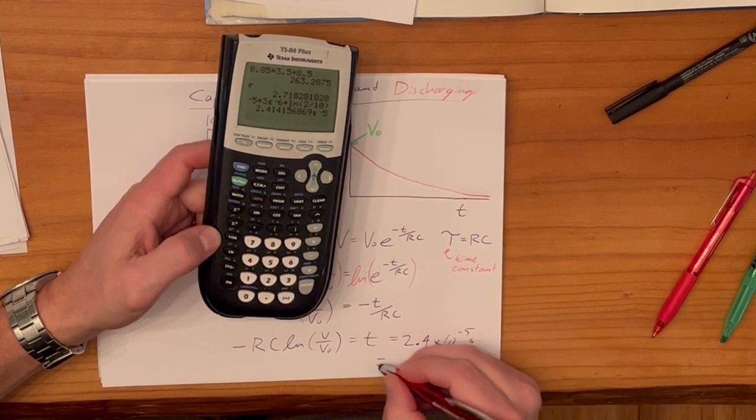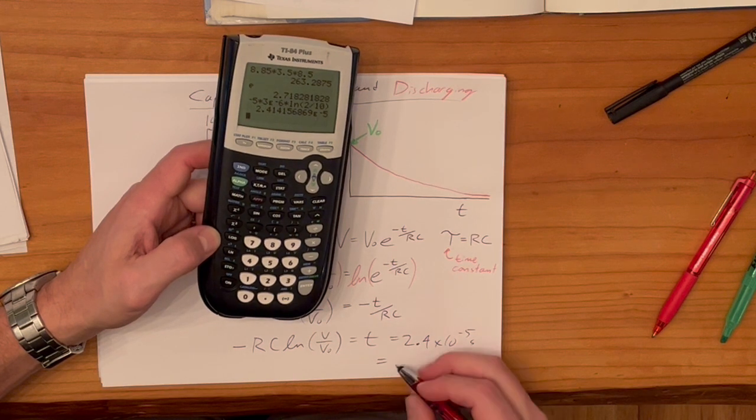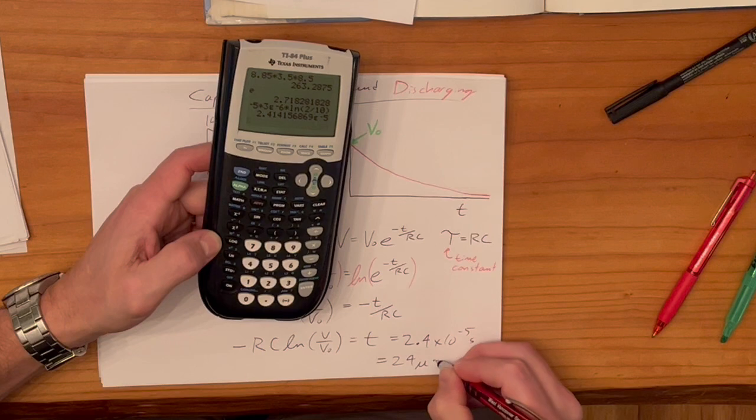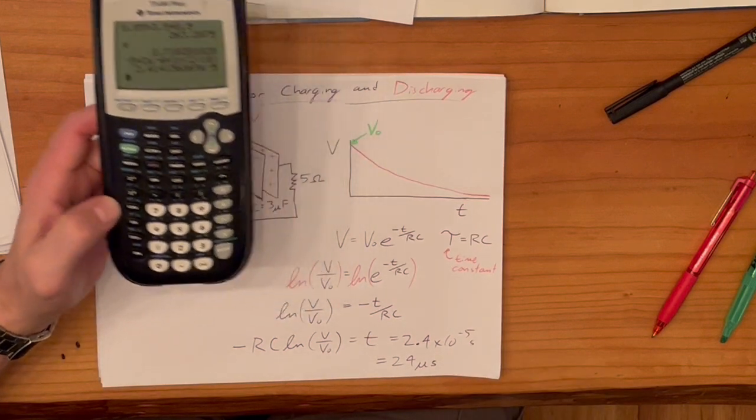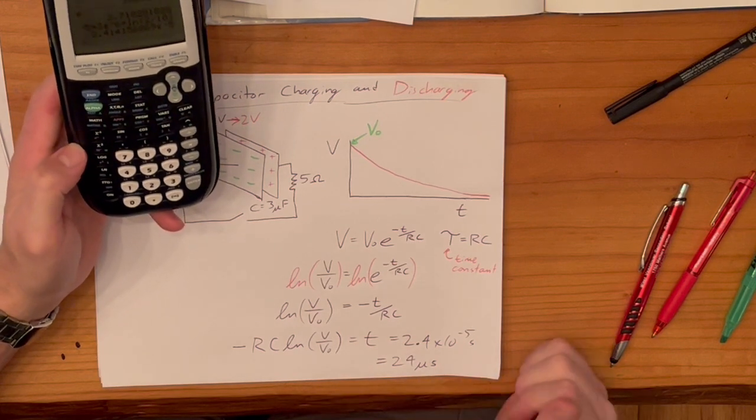We could turn that into microseconds if we wanted. This is going down to 10 to the negative 6, so that has to go up. 24 microseconds, we could say as well. If you got something close to that, that's grand.